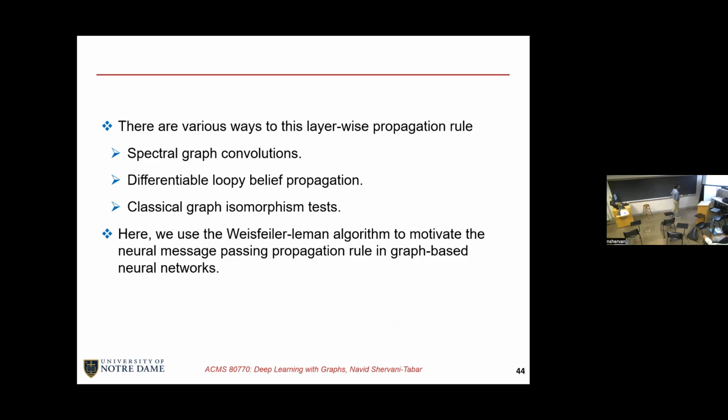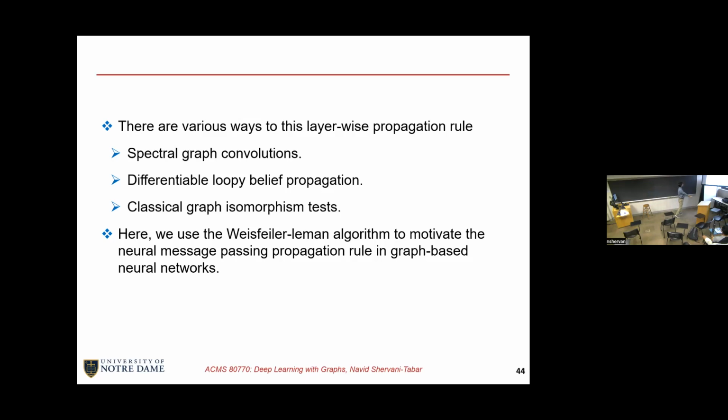So now there are various ways to motivate these models. We can use a spectral convolutional analogy to discuss this, but we haven't really looked at signal processing on graphs, so we will look at this later. The second type is to define it as a differentiable loopy belief propagation model. And the third approach is by analogy with the classical graph isomorphism tests that we looked at earlier in our kernel methods session. And that's what we are actually going to do.